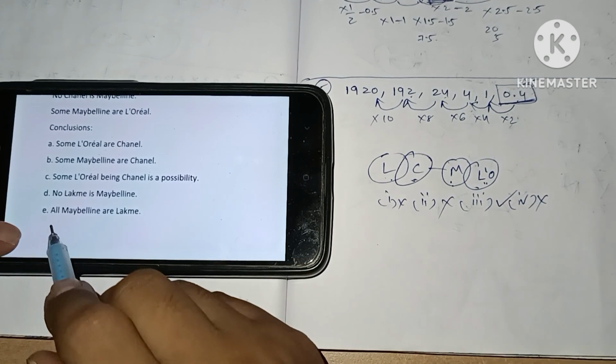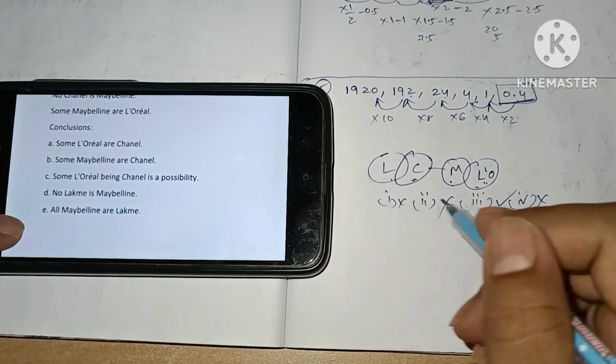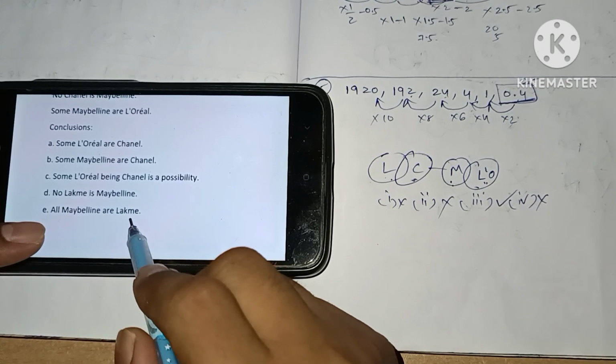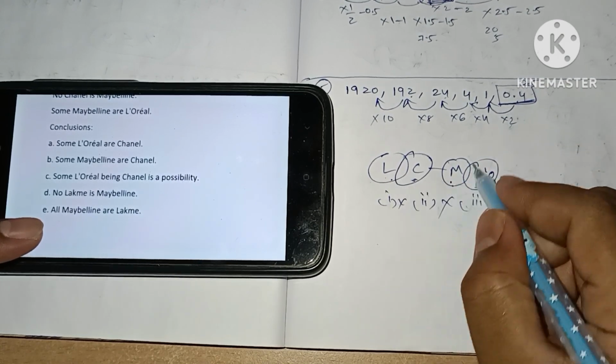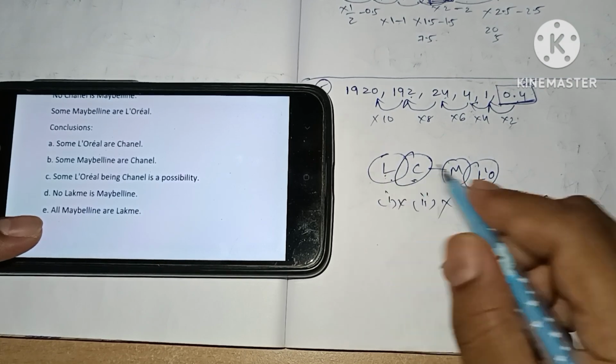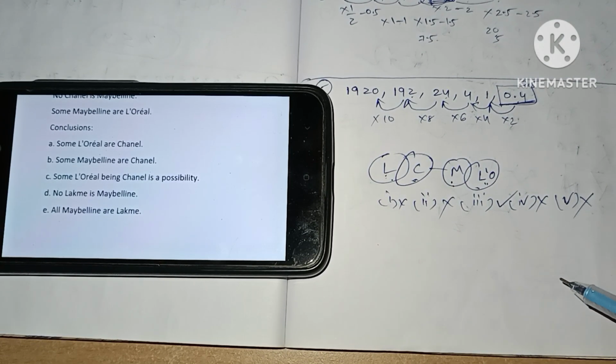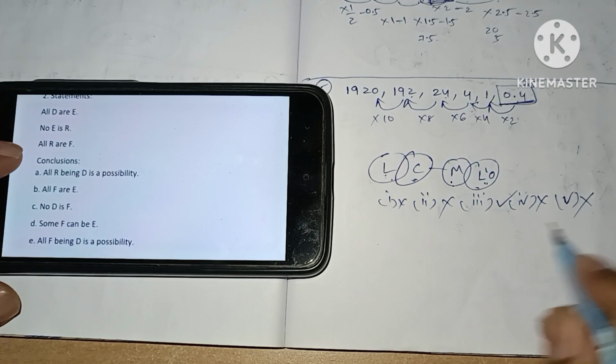Next, fifth one, all Mayabelli are Lakme. It is a direct conclusion. We need to check whether all Mayabelli are inside Lakme or not. Is all Mayabelli inside Lakme? No. So the fifth conclusion will be false. Now we are going to see question number 2.